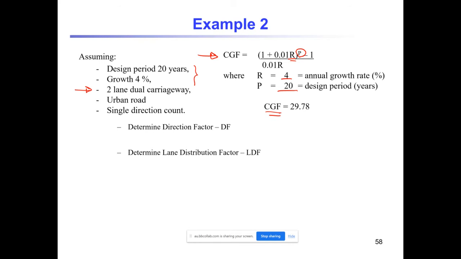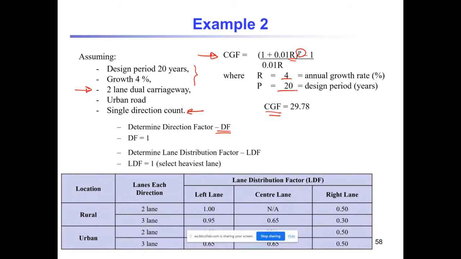The next traffic parameter that we need is the determination of direction factor, or DF. What is the meaning of this DF? That depends on whether we are dealing with a one-way road or two-way road. Here we know that the survey data is for single direction. So all the input data are for one-way direction. Therefore, DF here becomes equal to 1.